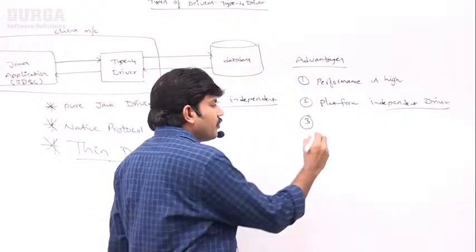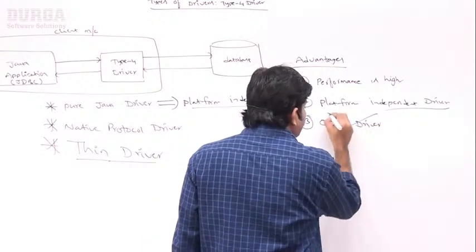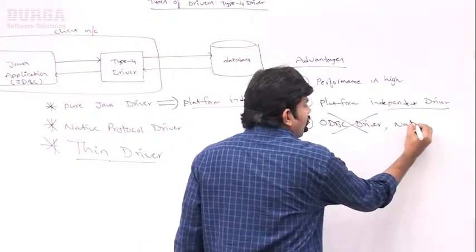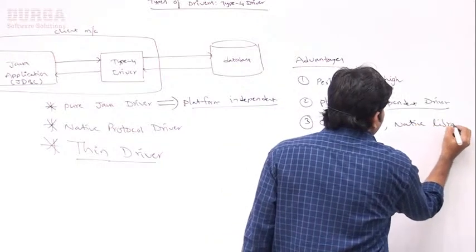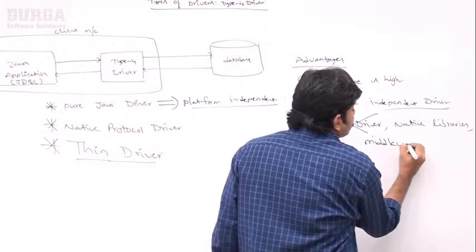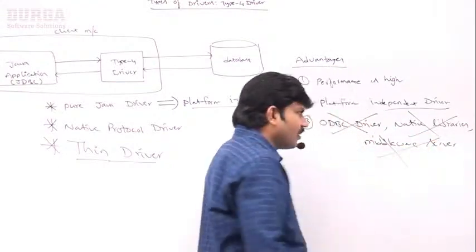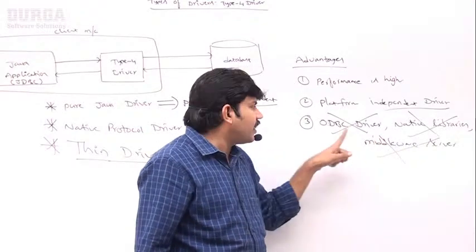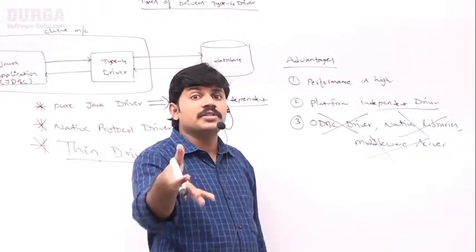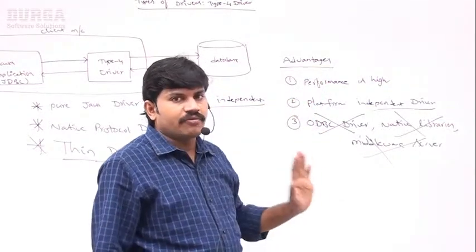We are not required to have an ODBC driver. We are not required to have native libraries like the type 2 driver. We are not required to have a middleware server like the type 3 driver. Native libraries are not required, middleware server is not required, ODBC driver is not required. That's why it is also known as the thin driver. These are the various advantages.